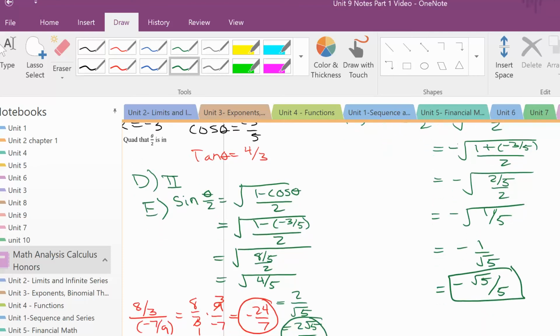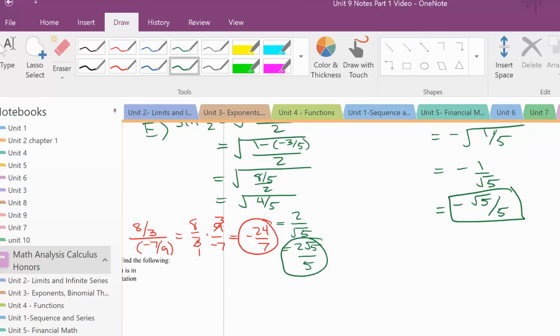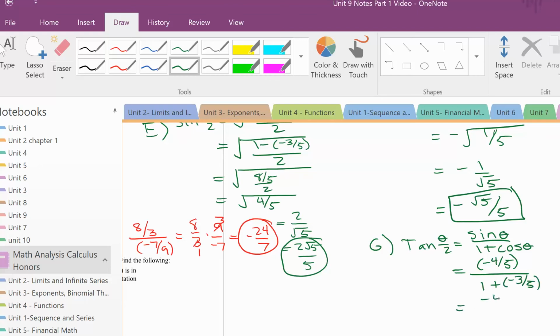And for part G, the tangent, well, remember the tangent of the half angle is equal to sine theta over 1 plus cosine theta. Now you could also do the sine of the half angle over the cosine of the half angle, but let's say you didn't know those two values, so you could use the formula. The sine of theta is negative 4/5 over 1 plus negative 3/5. So it's negative 4/5 over 2/5, which is equal to negative 2. All right.